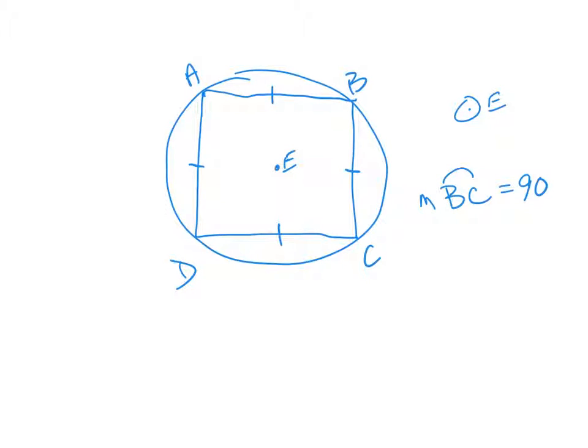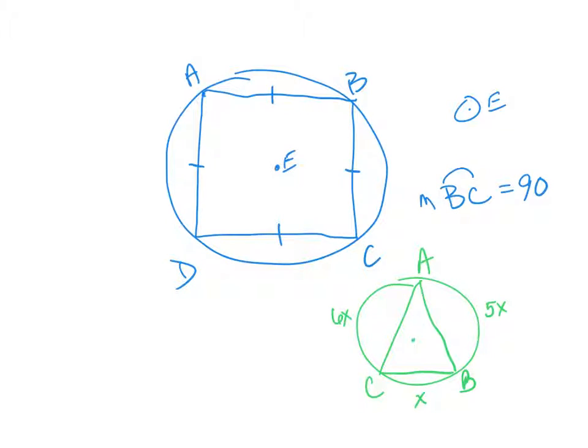But let's say it's like this. Let's change color. Let's say we have a triangle like this. And this is an X. And then this is a 5X. And this is a 6X. What am I going to do to find the measurements of those arcs? X plus 6x plus 5x equals 360. So 12x equals 360. You add them together, make them equal to 360. So x equals 30, right?